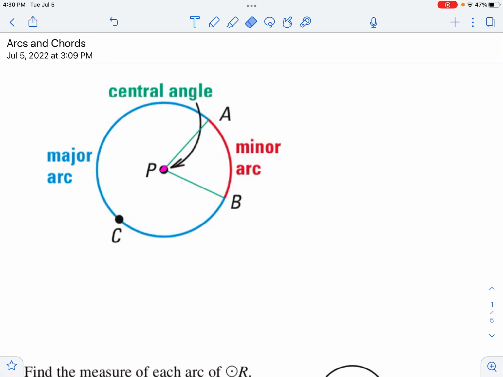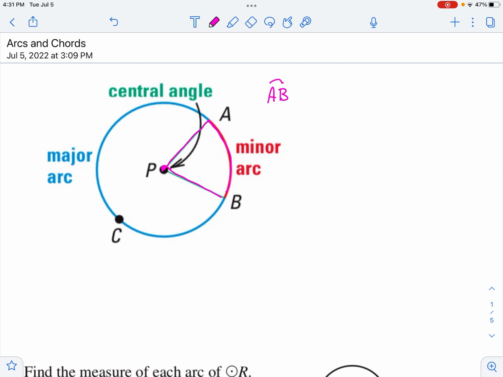Okay, we're going to look at arcs and chords for a little bit. Let's suppose you've got a circle, and of course you've got the center point here, P, and there is an arc out here. You've got a little radius coming out, another radius coming out over here, and you've got this arc denoted this way, arc AB.